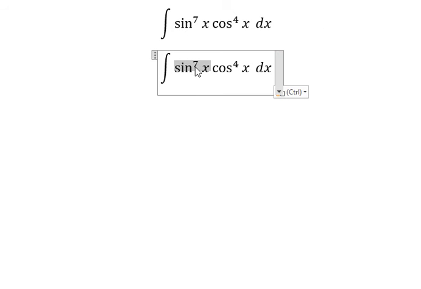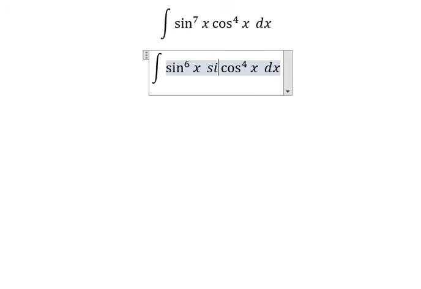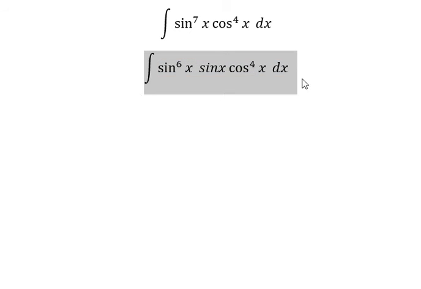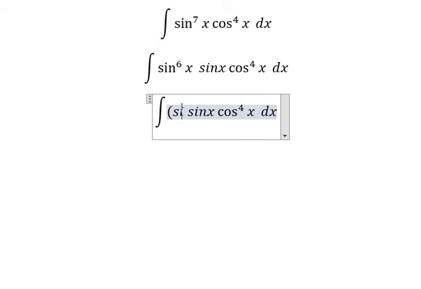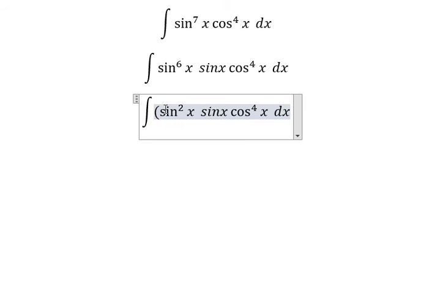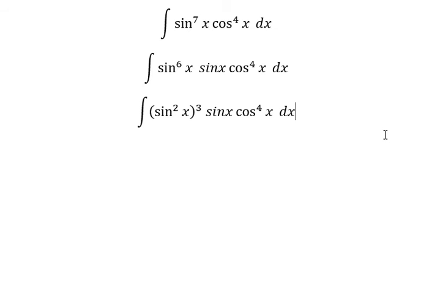About sin x to the power of 7, we can put it into sin x to the power of 6 and sin x. Next, this one we can put into (sin x squared) to the power of 3, because number 2 with number 3 we have number 6.